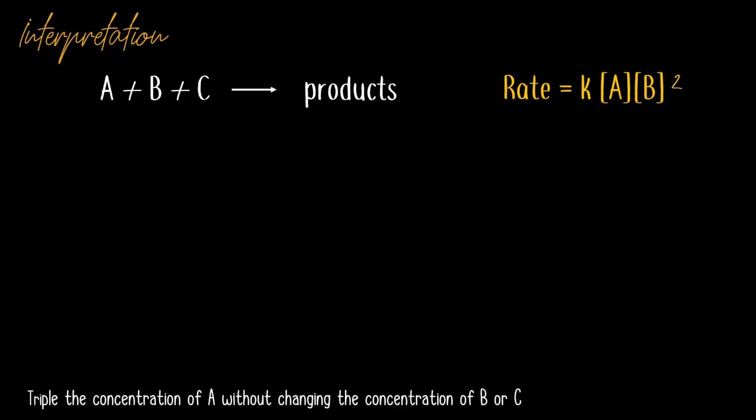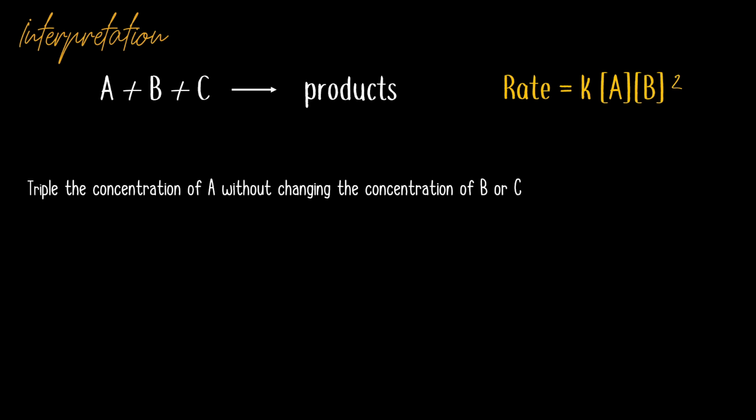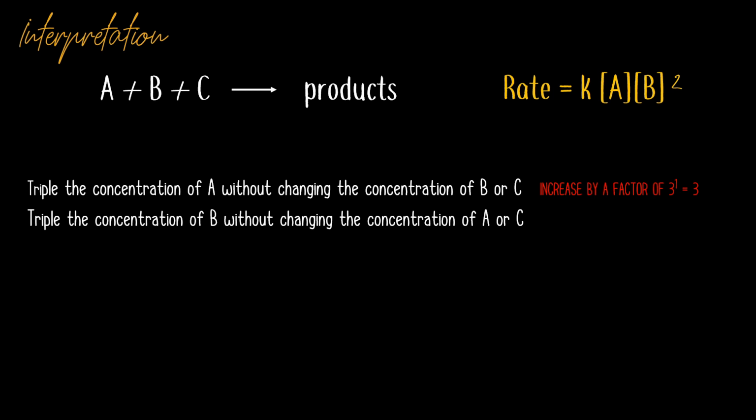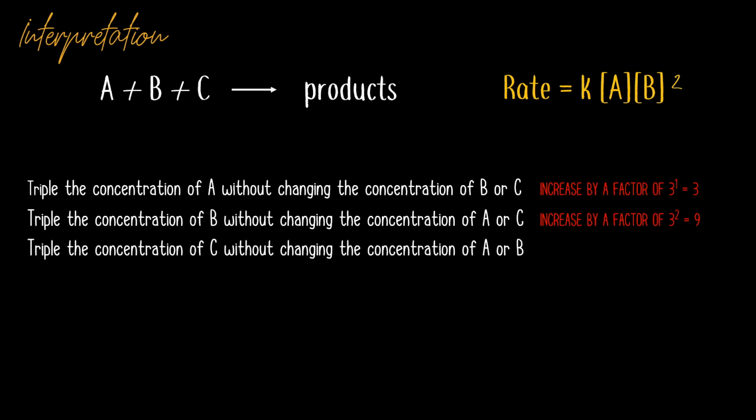Triple the concentration of A without changing the concentration of B and C, and the rate changes by a factor of 3 because A is in the first order. Triple the concentration of B without changing the concentration of A or C, and it increases the rate by a factor of 3 squared, which is 9. Triple the concentration of C without changing the concentration of A or B, and it increases the rate by a factor of 3 raised to 0, which is equal to 1.